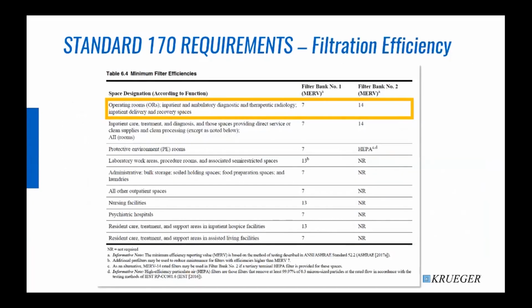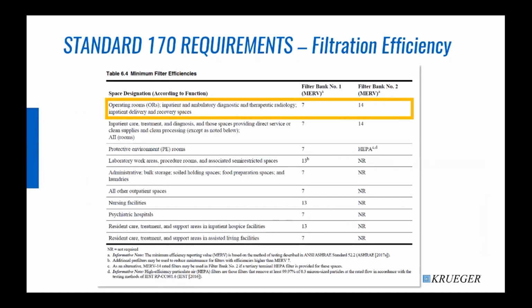We want to make sure the air entering the OR space is clean and uncontaminated, so filtering the supply air is a key requirement in ASHRAE 170. ASHRAE 170 provides filter standards for filter banks located at Bank 1, which is defined as being upstream of the coils. This filter bank needs to be MERV 7 or better.